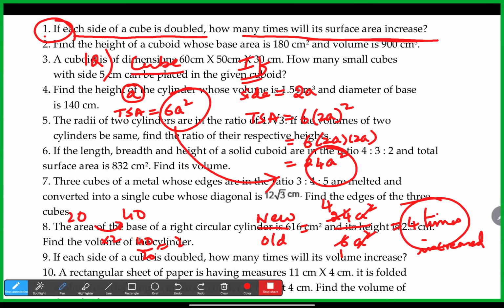If a decrease happens, we get less than 1, a fraction like half or something like that. In that case it is a decrease. If the side is halved or something like that, a decrease will happen. If the side is doubled or tripled, an increase will happen.